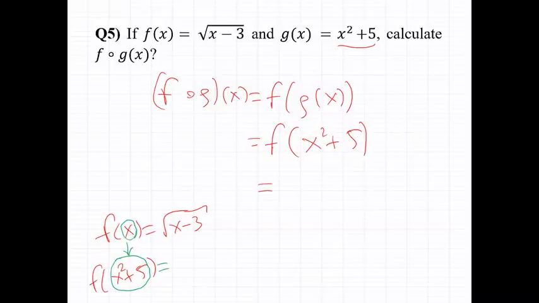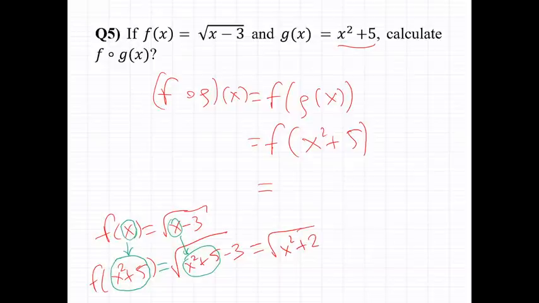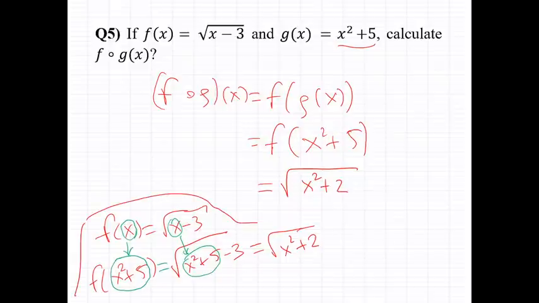So here you do the same thing. So what do I write? I write x squared plus 5 instead of x. Then the rest is the same. It's minus 3. End up with x squared plus 2 square root x squared plus 2. You can do it here. So you write F composition G of X is this one.